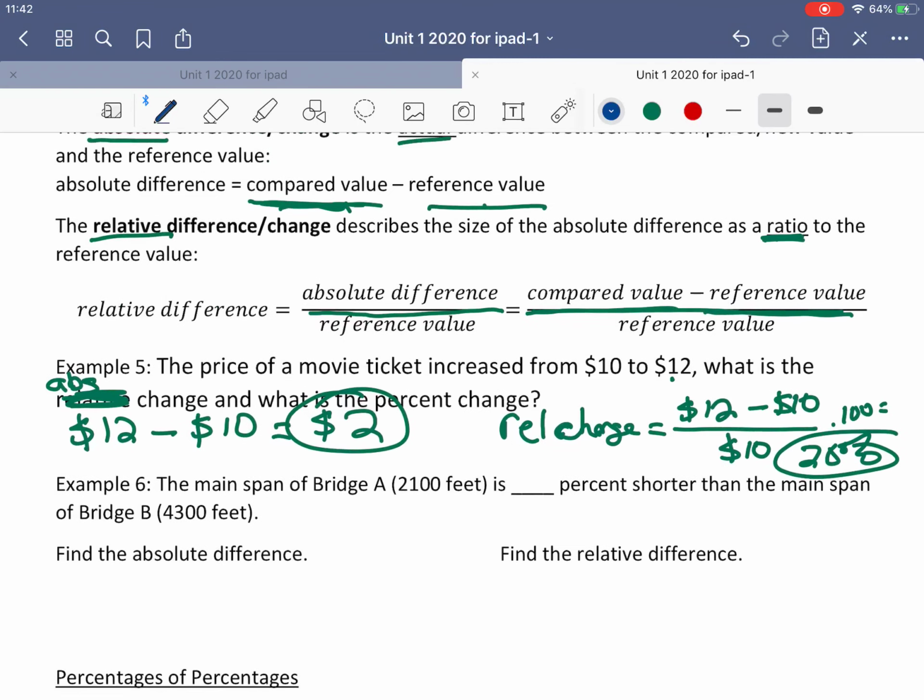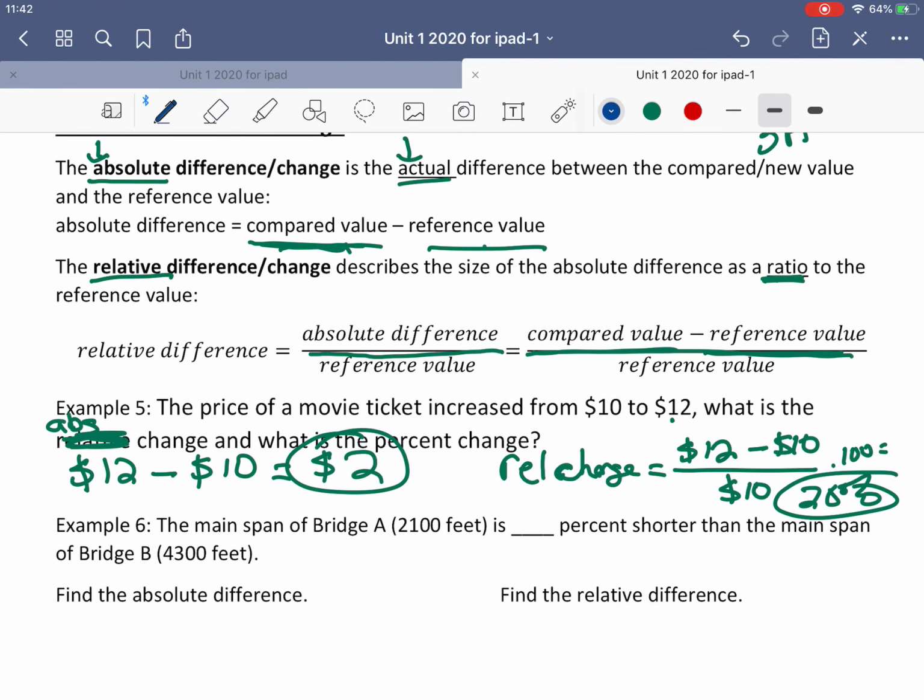All right, let's do number 6. The main span of Bridge A, which is 2,100 feet, is what percentage shorter than the main span of Bridge B? I know what you're saying. This doesn't say find the absolute or relative change, because I'm confident you can plug and chug using those formulas. What am I after here? Well, if they're asking the percent shorter than, I'm actually trying to calculate a percent, which should be enough of a hint, and I am trying to talk about the way that it's changed.